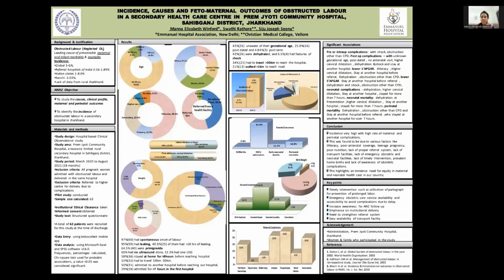Hence, to conclude, the incidence of obstructed labor was very high, with a very high rate of maternal and perinatal morbidity and mortality. And this was mainly due to various factors like illiteracy, poor antenatal coverage, teenage pregnancy, lack of proper referral system, lack of transport facilities, lack of emergency obstetric and neonatal facilities, lack of timely intervention, prevalent home births, and lack of awareness of obstetric complications. This highlights an immense need for equity in maternal and neonatal healthcare in our country.